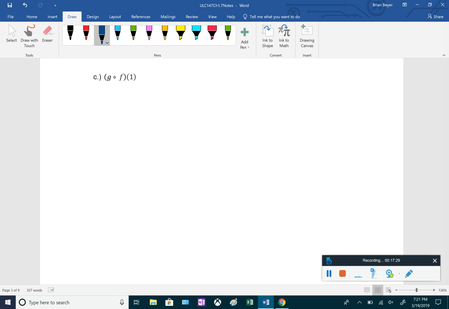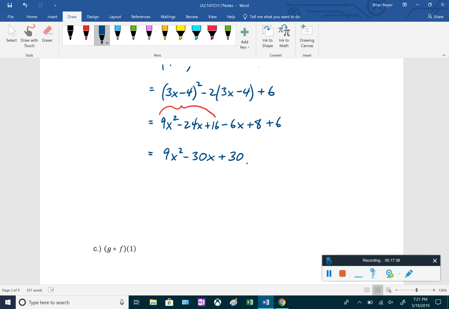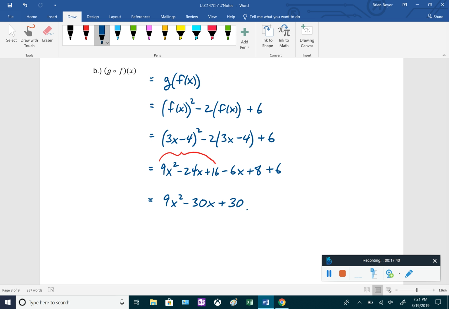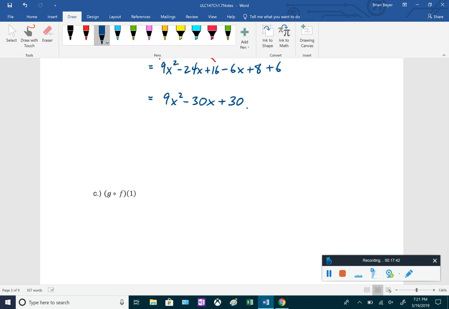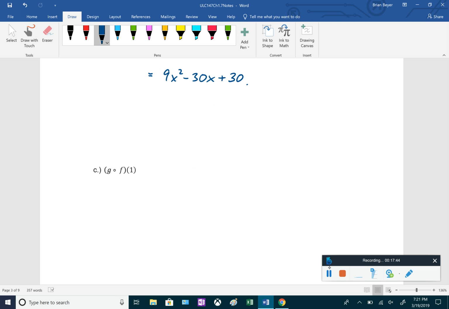So let's evaluate g of f of 1. If we want g of f of 1, we actually have g of f of x right up here. So that's the function for it. All we have to do is plug in a 1 to that function above here. So it's going to be 9 times 1 squared minus 30 times 1 plus 30. So that's going to be 9 minus 30 plus 30. The 30's cancel. So this actually just gives us 9.